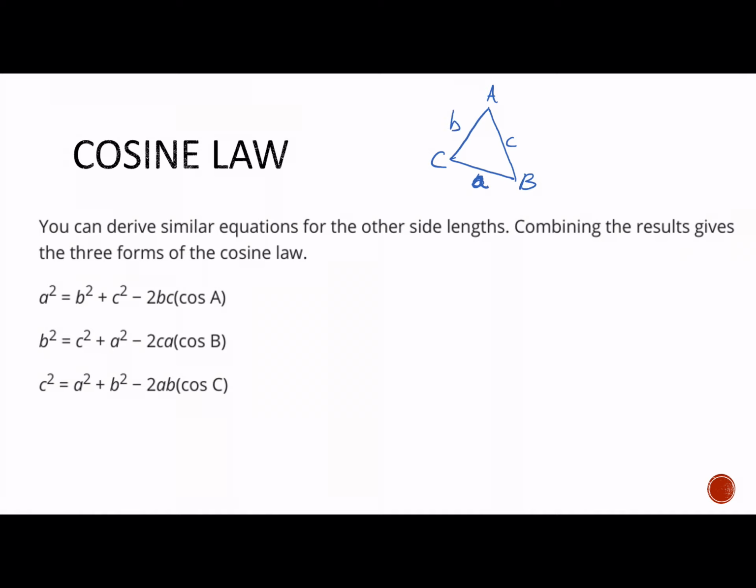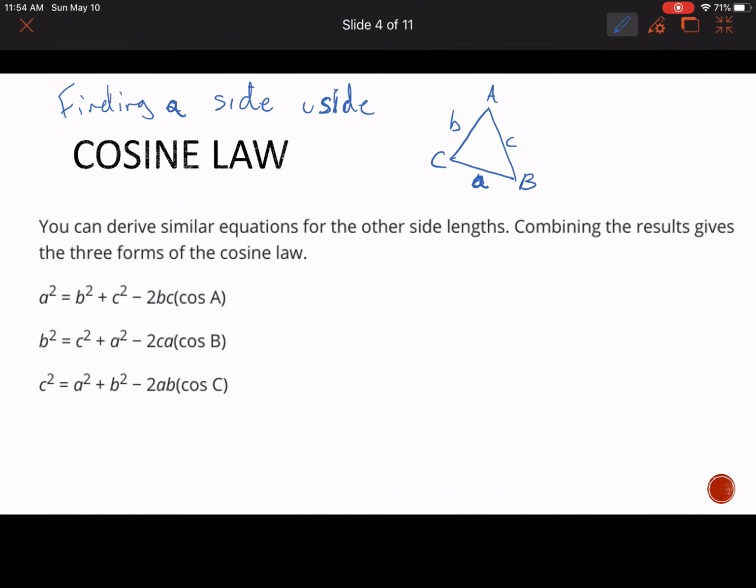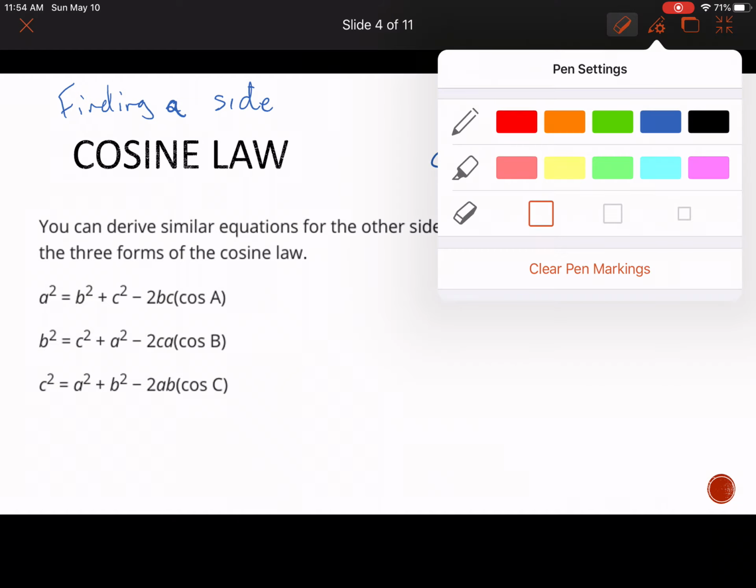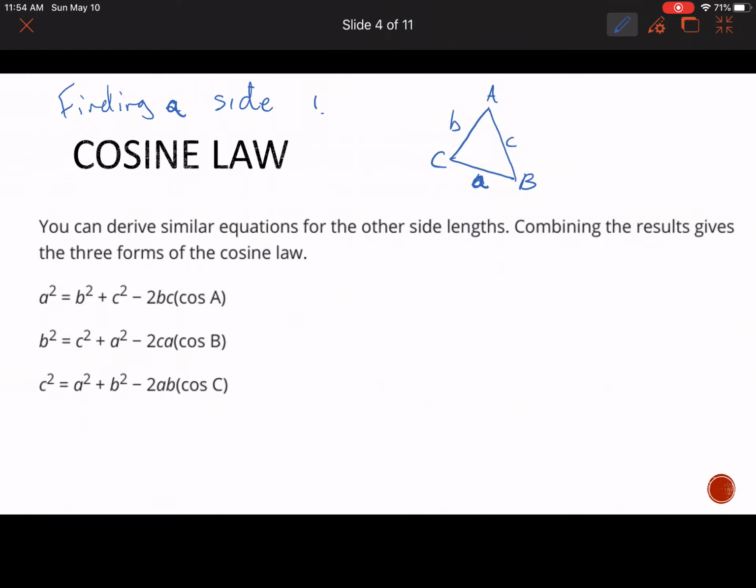Making sure the opposite angles and the opposite side have the same letter, but one's lowercase, one's uppercase. So today we are only finding a side using cosine law. So finding a side using cosine law. Man, I cannot write and speak at the same time. Finding a side using cosine law.